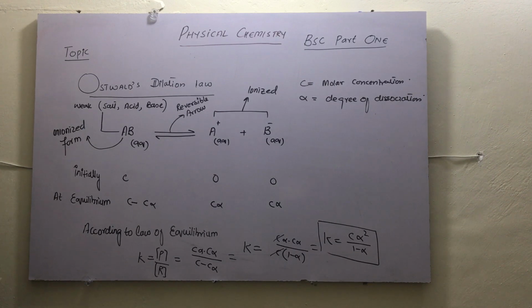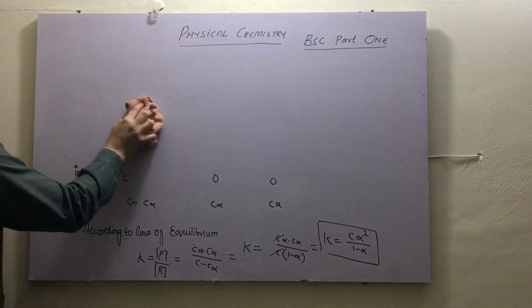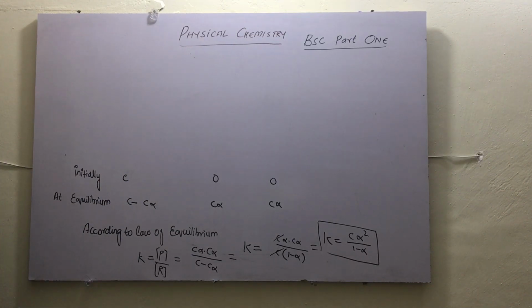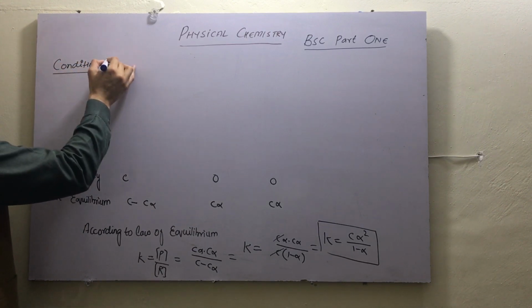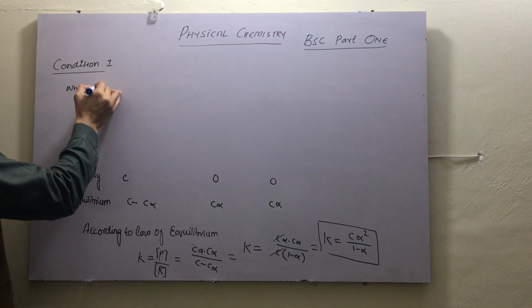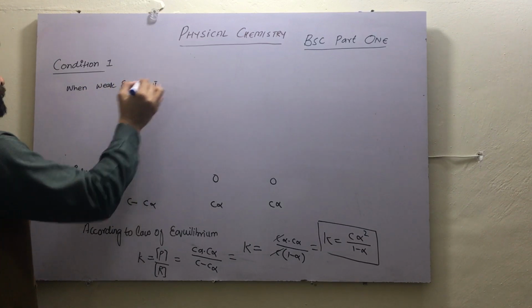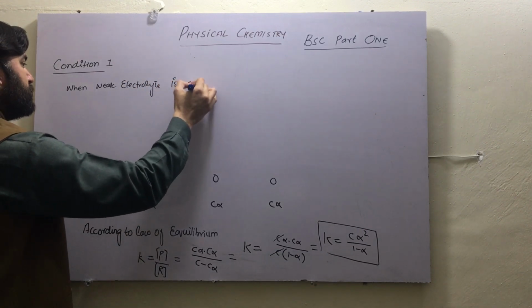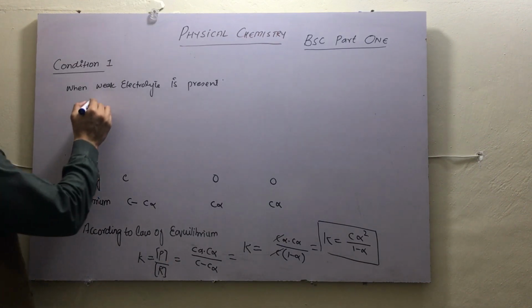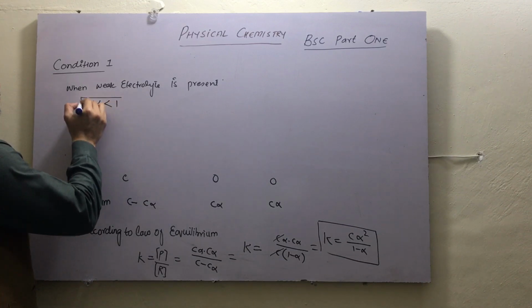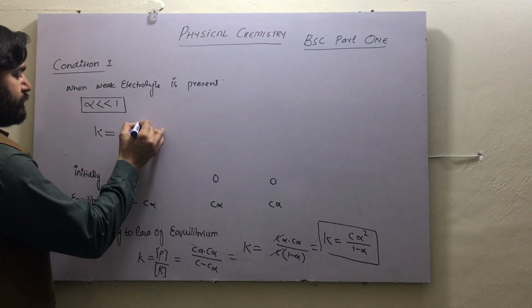Now let's discuss some important conditions for this. Condition number 1: when a weak electrolyte is present, alpha is very, very small compared to 1. So from this equation we can ignore it, and K will be C alpha square.